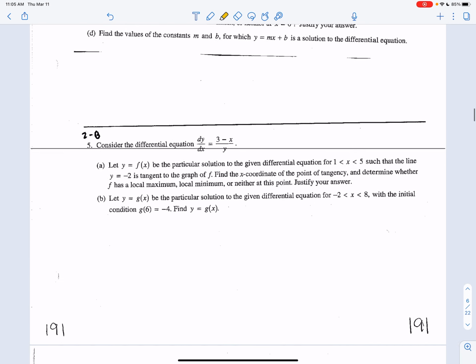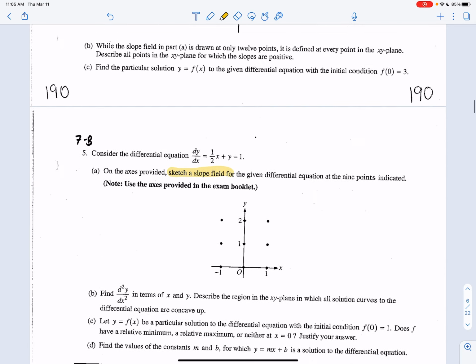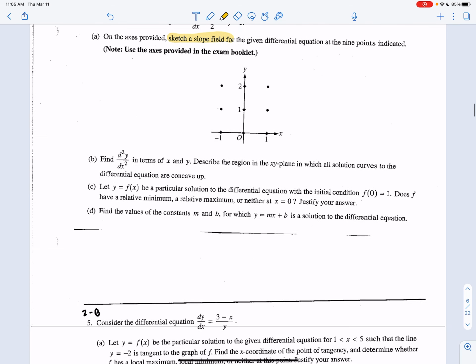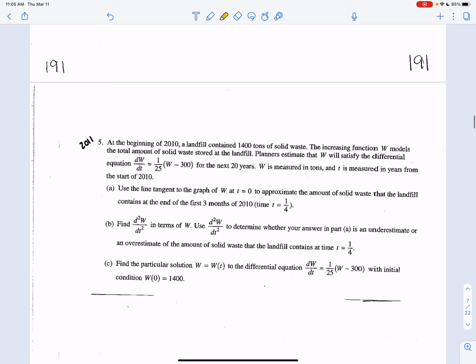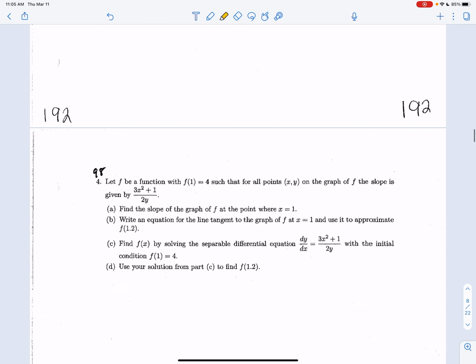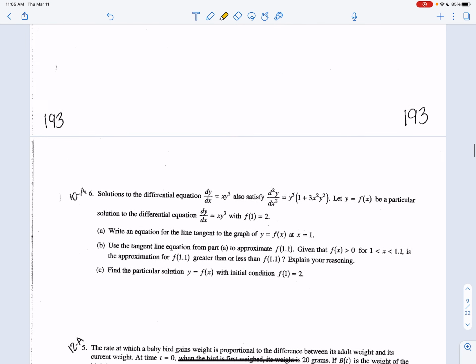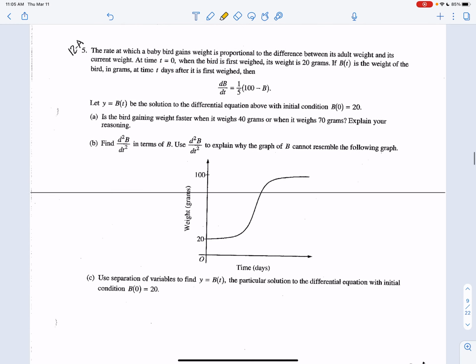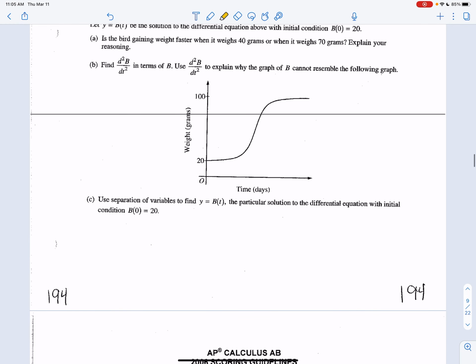Sketch a slope field. 2002 Form B is probably the first question that does not have a slope field part. So notice how, although it appears often, it doesn't always happen, right? So let's keep going. 2011 doesn't have it. 2003 Form B does not have it. And 1998, 2000 does not have it either. And as I keep going, it's looking like that was pretty much it, okay?